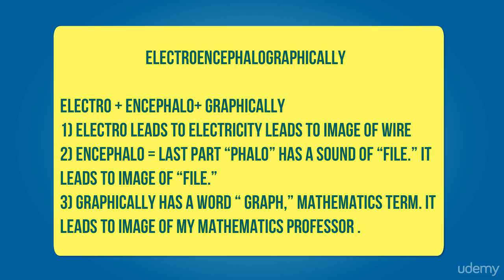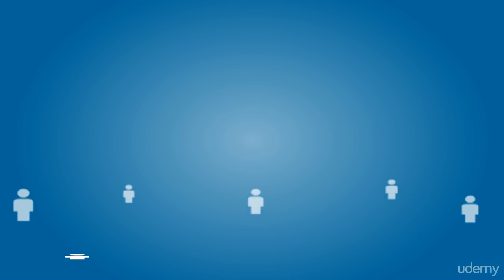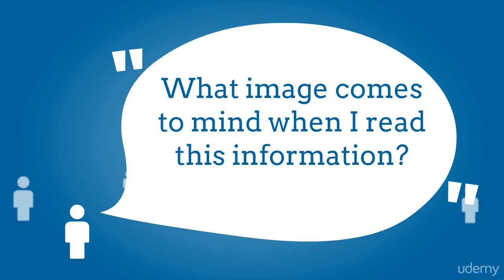electroencephalographically, is a huge wire wrapped around a huge file, and the file is burning, and my tiny maths professor is trying to pick it up. When I see the image I have mentioned, I'll remember the word electroencephalographically. This process seems very difficult when I try to explain, but it's very easy when doing it in your own mind. Ask yourself, what image comes to mind when I read this information?